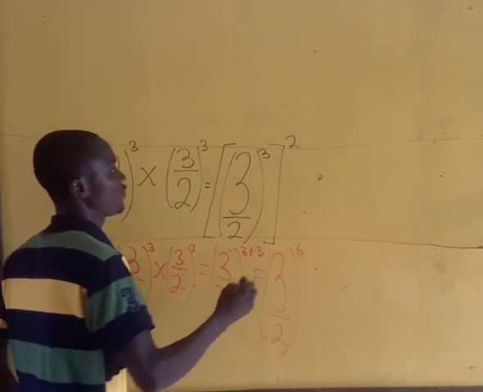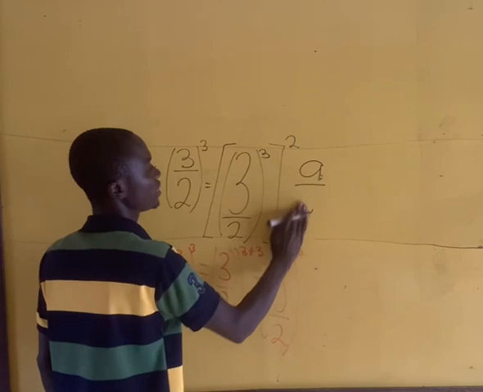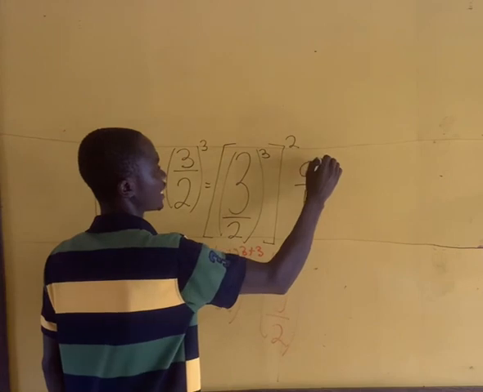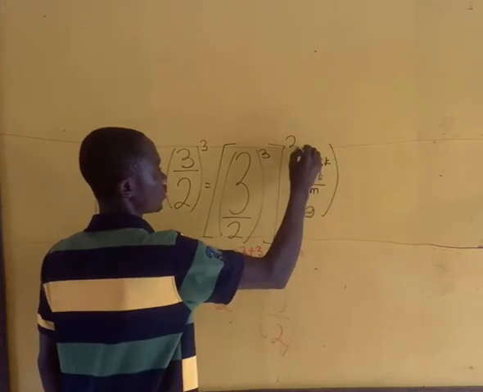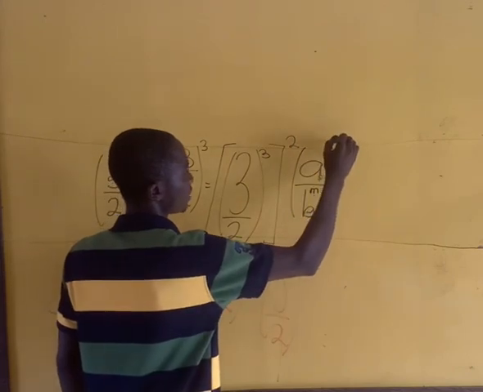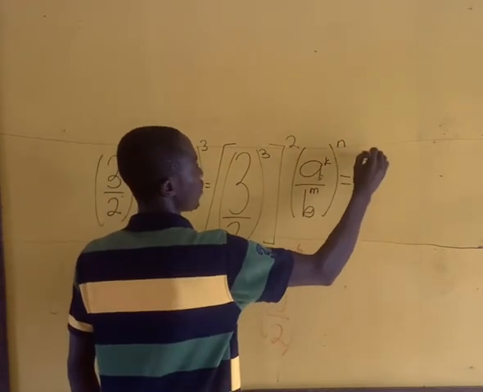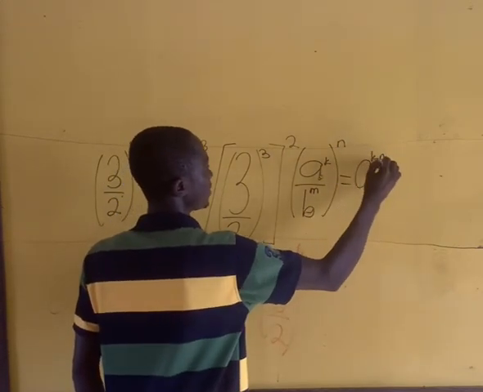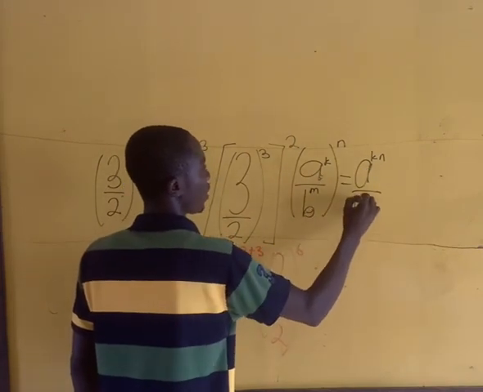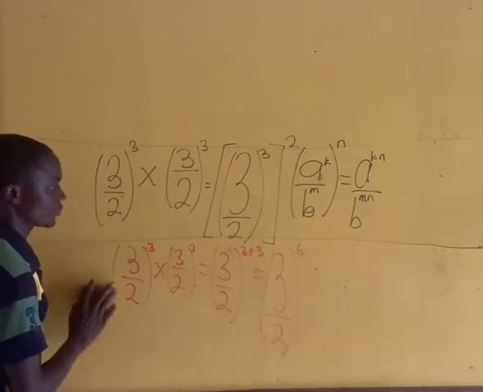So you can state that if we have A divided by B, where B has a power of, let's say, M, and A has a power of, let's say, K, and the whole of them has a power of N, then this can be written as A power k times n, that is kn, divided by B power m times n, that is B power mn, in a very simple way. Wow. So let's see this.